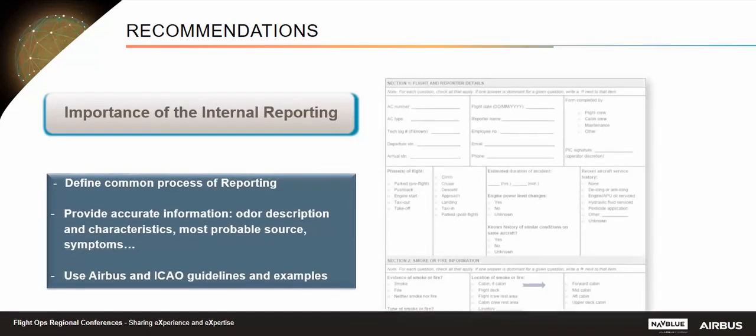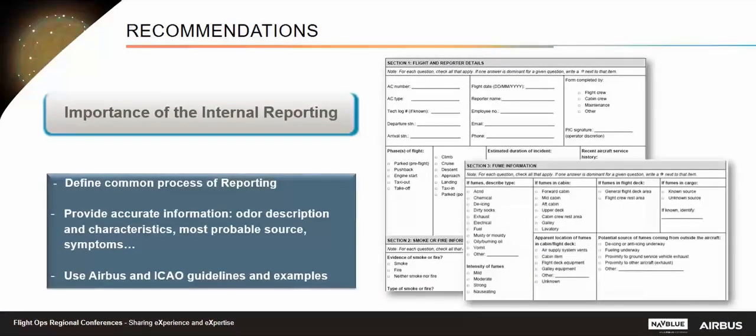Then something that is really helpful is a mapping of the odors depending on the various occurrences. And finally, it is important to encourage internal reporting by defining a common process to report the odors, by requesting some accurate information such as the odor description and characteristics, the most probable sources, and also the various symptoms. For that, the Airbus example and also the ICAO example can really be helpful to define this internal template.